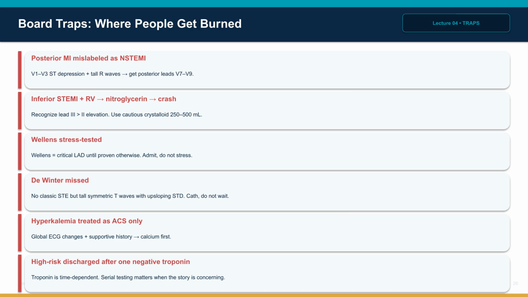Boards test ACS by offering the right diagnosis with the wrong sequence. Posterior MI gets mislabeled as NSTEMI. Inferior STEMI with right ventricular involvement gets nitroglycerin and crashes. Wellens gets stress tested. De Winter is missed because there is no obvious ST elevation. Hyperkalemia gets treated as ACS only, and a high-risk patient gets discharged after one negative troponin. The exam rule is that the correct answer either prevents a missed occlusion or avoids a harmful medication. Stress testing Wellens is the wrong answer.